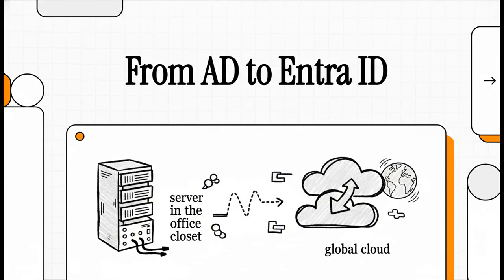All right, let's talk about something that's at the absolute core of how businesses run, but something you might not think about every day. We're going to look at how companies decide who gets the keys to the kingdom. We're taking a journey from that server humming away in an office closet all the way to the global cloud, tracing the line from Active Directory to Microsoft's Entra ID.